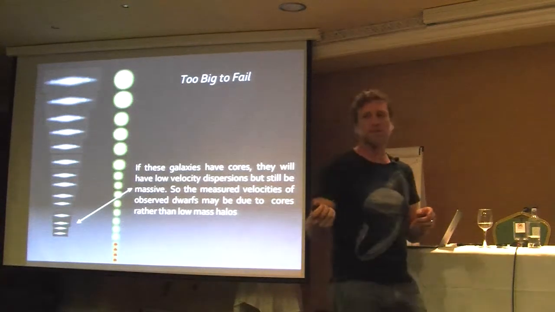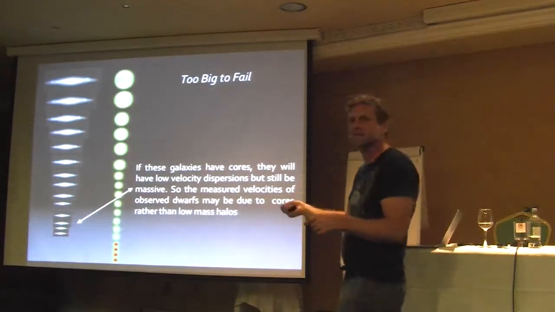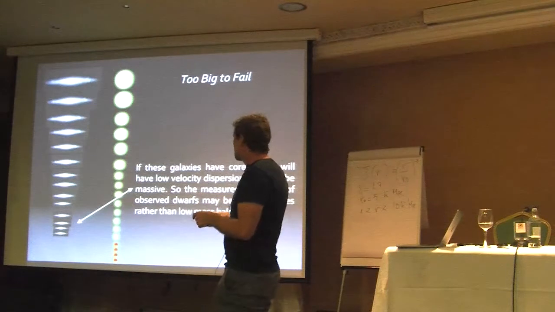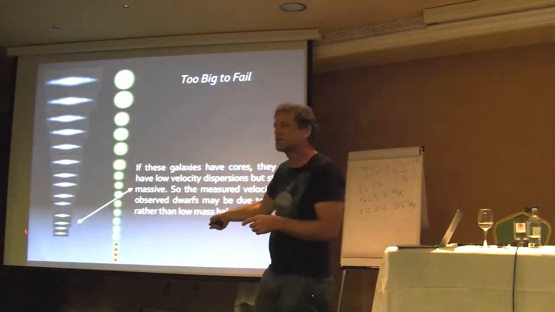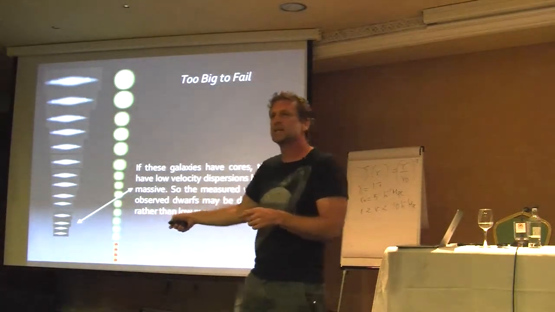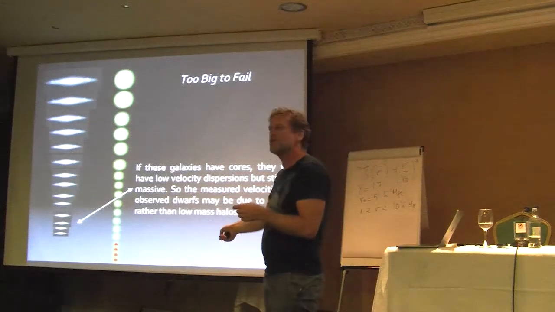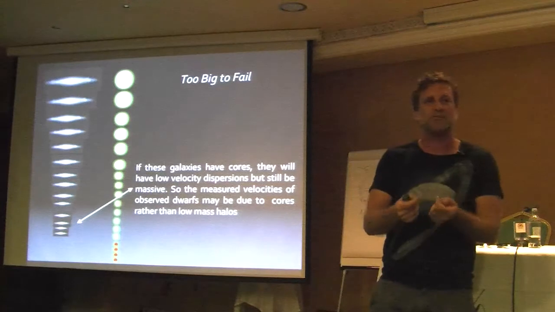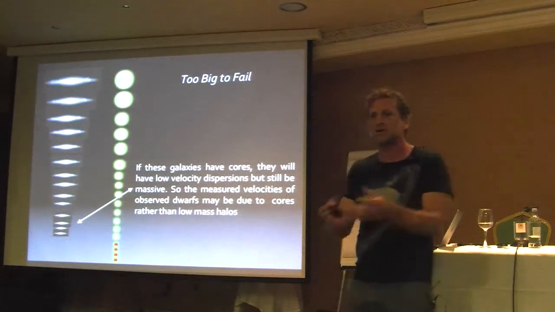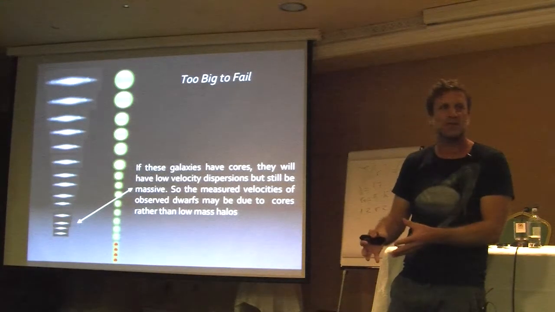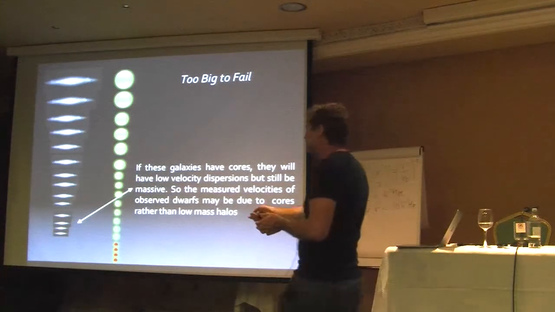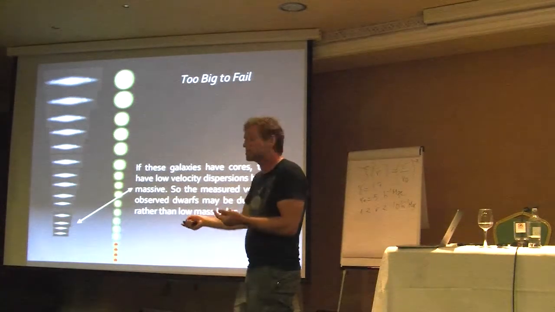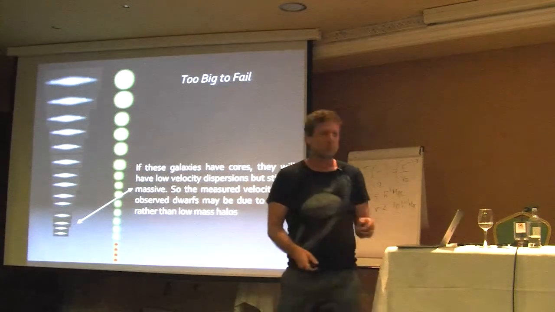And in fact, this too big to fail problem could be just related to the cusp-core problem. Because when we measure these velocity dispersions, we infer that they're in low mass halos, but in fact they might be in cored halos. And the cored halo might be resulting in the low velocity dispersions rather than the low mass halo. So there's a degeneracy here. If we have dark matter cores, then we can solve the too big to fail problem.